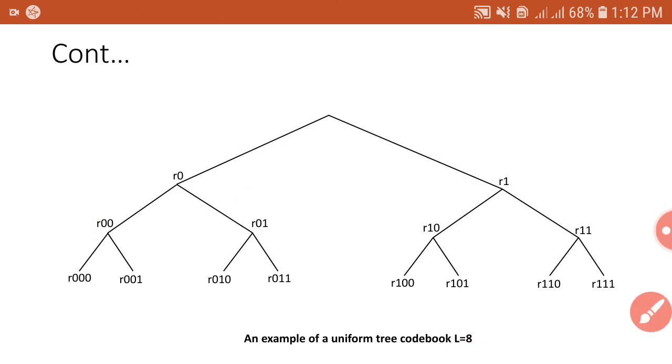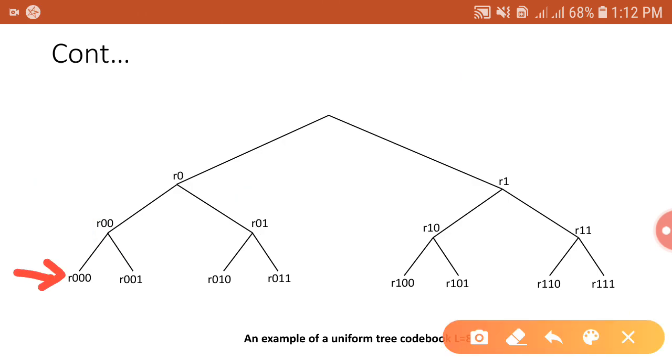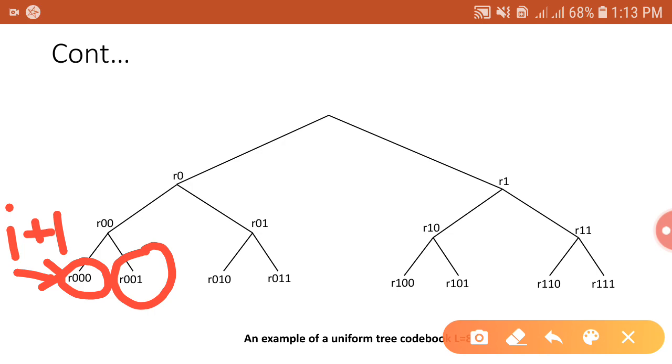Next, at the level i plus 1, consider this level as i plus 1. The distortion measure is computed for the input vector X with the two descendants of Ri0. Here the two descendants will be R000 and R001 for the code vector R00. So if the distortion between X and Ri00 is less than the distortion between X and Ri01, this is the condition, then you are selecting the left subtree.